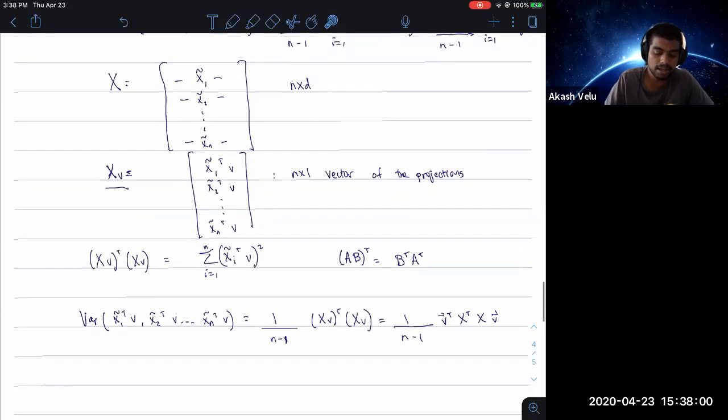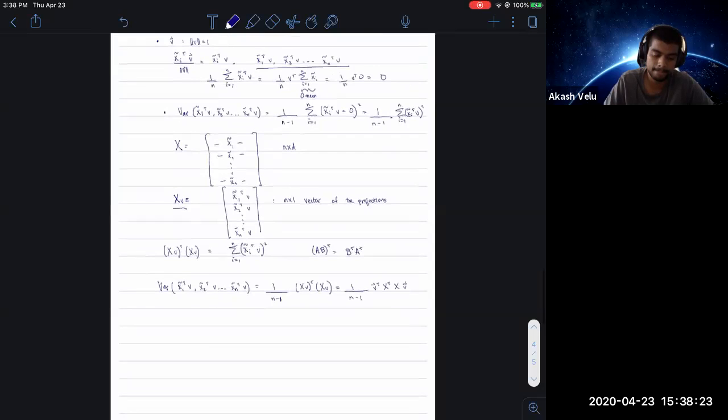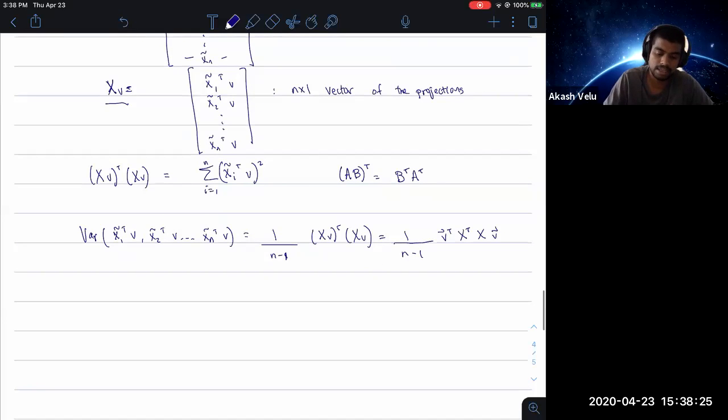Now let's take a step back. Remember that in this kind of derivation, we fixed v. However, in the PCA problem, what we're trying to do is find the best v, the v that maximizes the variance, right? So we have a bunch of choices for v. We want to find the one that maximizes the variance. We found that for any given v, the formula for variance is this.